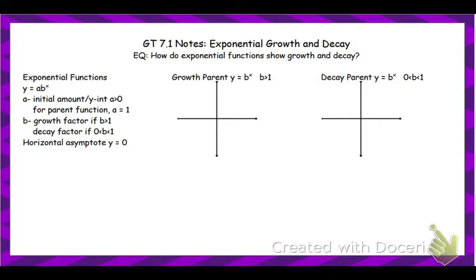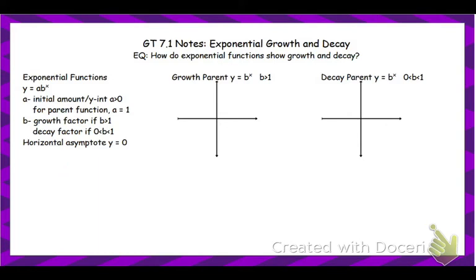Now, if that base were 0 or 1, think about what that would do to your graph. Okay, if the base was 0, well, 0 to the anything is just going to be 0. This wouldn't be an exponential function, it'd just be a line. Same thing if the base was 1. 1 to the anything, okay, that's just going to be 1. All right, so again, it would just be a straight line.